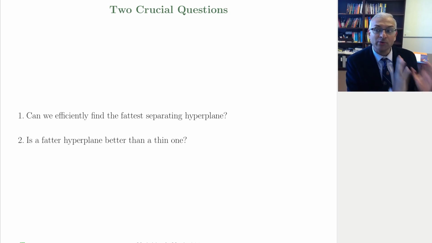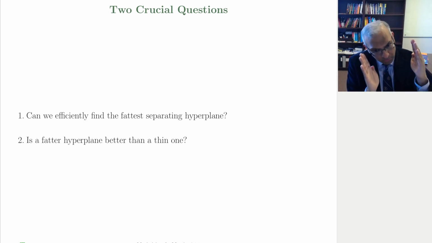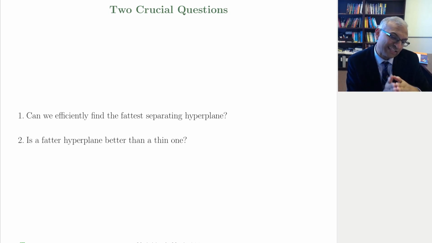Okay. And now intuition suggests that the fattest separating hyperplane is sort of robust to noise, and therefore it's sort of like, in some sense, optimally regularized, maximally regularized, and it should be better, because we know that there's noise in the data and regularization is good.